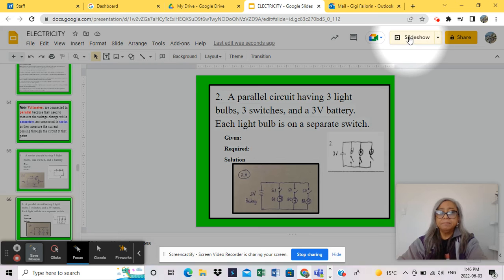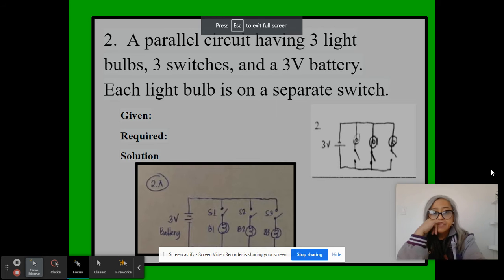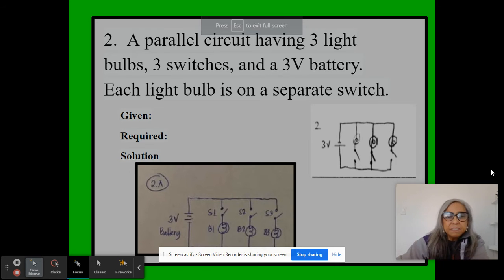So here, let's see. So notice parallel. So there should be a break. Yes, I have here the break. And I have here the bulbs, right? Bulb 1, bulb 2, bulb 3. Of course, in any quiz, I want you to spell it out. Do not just say B1, B2, B3. So write down bulb 1, bulb 2, bulb 3, switch 1, switch 2, switch 3.